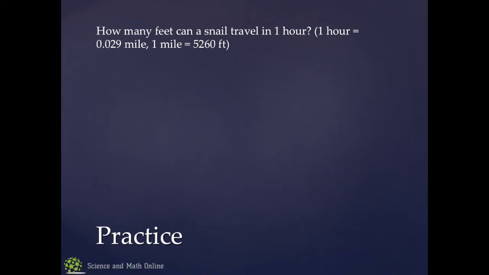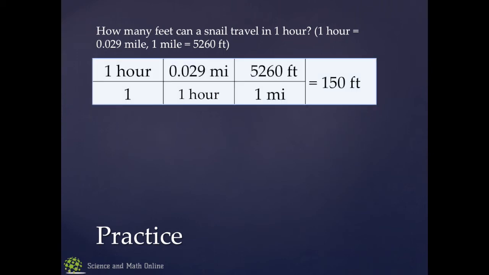So take your 1 hour, put it over 1, get your units in the right place. So hour over 1, and then you're going to go hours to miles, miles to feet. Then you plug in your numbers from the conversion factors, and you should get something that looks like this. That snail can travel 150 feet in an hour.